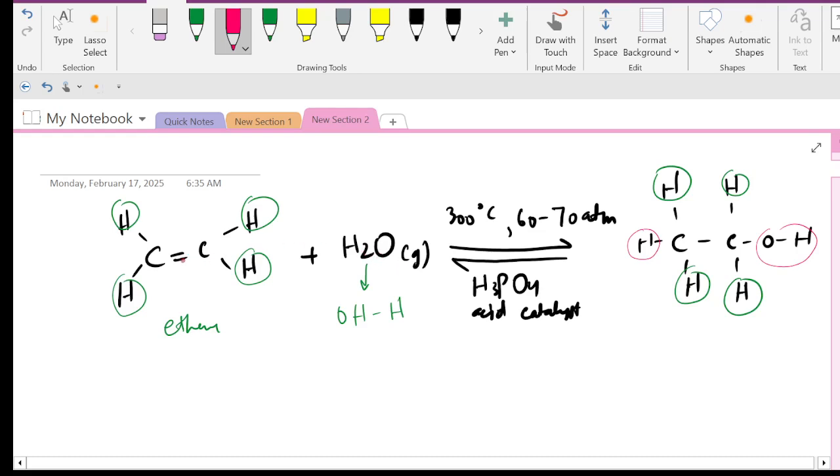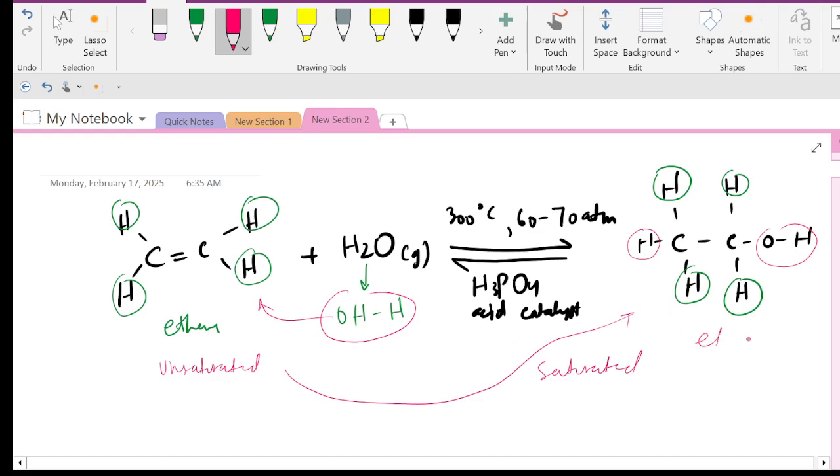And it will break the double bond, meaning the ethene is actually an unsaturated hydrocarbon. The unsaturated hydrocarbon converts into a saturated one. How? Because this OH and H has been added into it, and this is actually an addition reaction as well. So this addition reaction makes unsaturated ethene into a saturated hydrocarbon, that is actually ethanol. Right? So these are the conditions: 300 degrees Celsius, 60 to 70 atm, and phosphoric acid used as a catalyst.